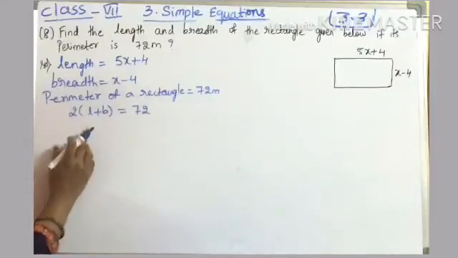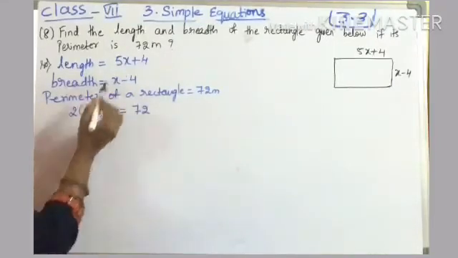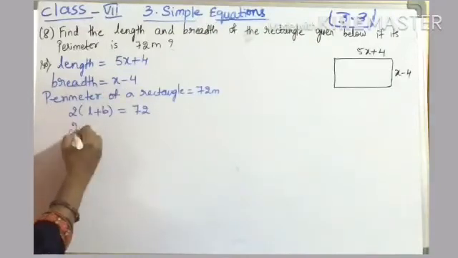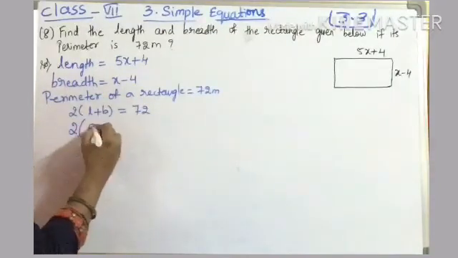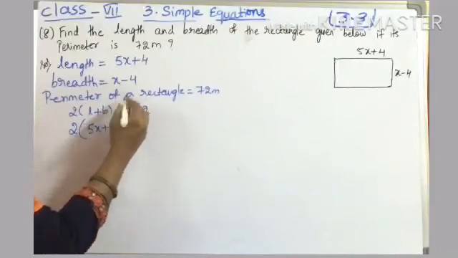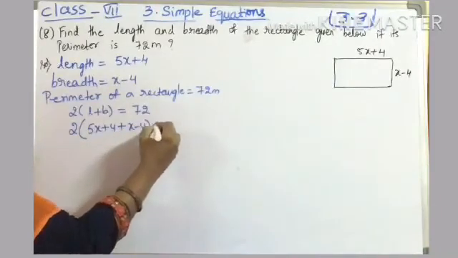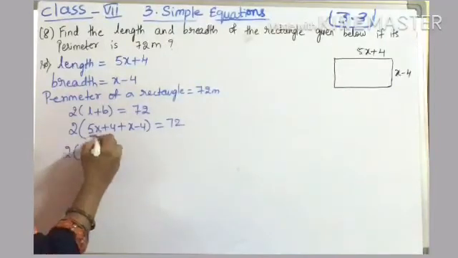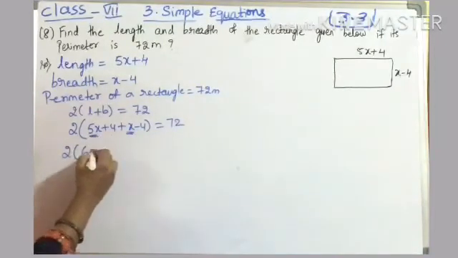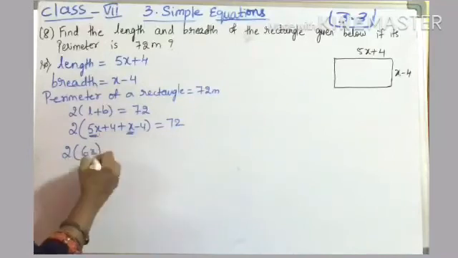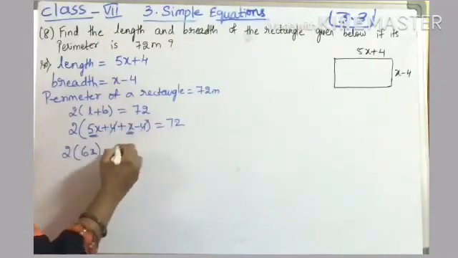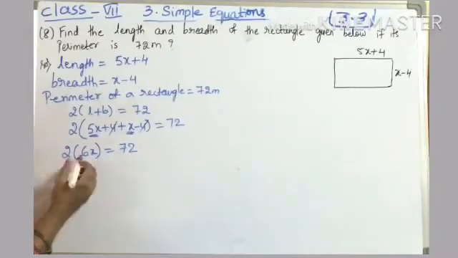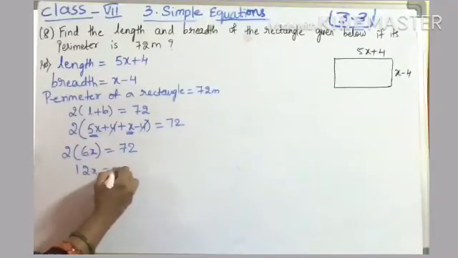Now I will substitute in place of length 5x plus 4, in place of breadth x minus 4. So 2 into, length is 5x plus 4 and breadth is x minus 4, equal to 72. Now 5x plus x, how much? 6x, and plus 4 minus 4 will get cancelled. So 2 into 6x equal to 72. Now 2 into 6x is how much? 12x. 12x equal to 72.